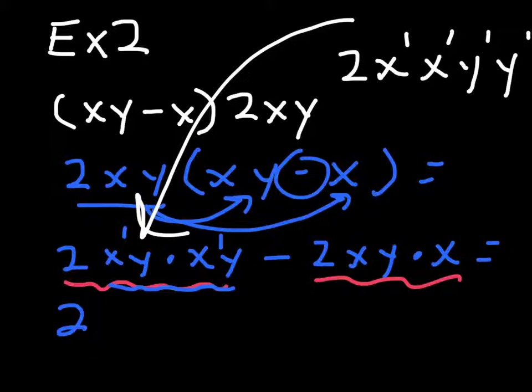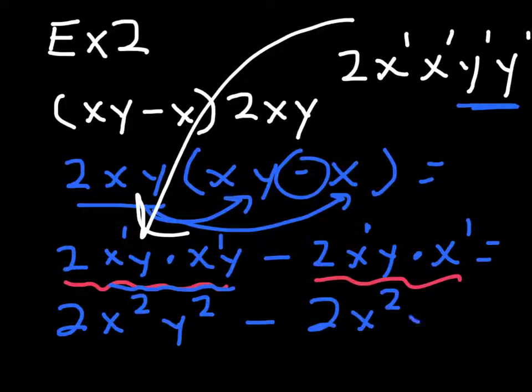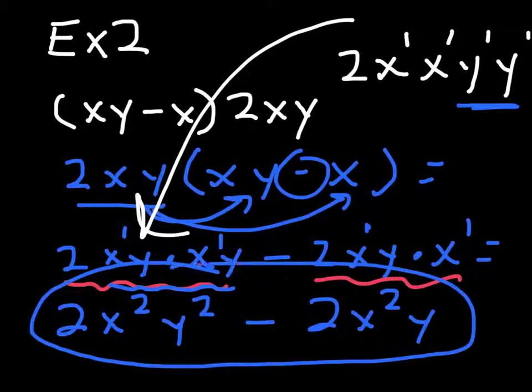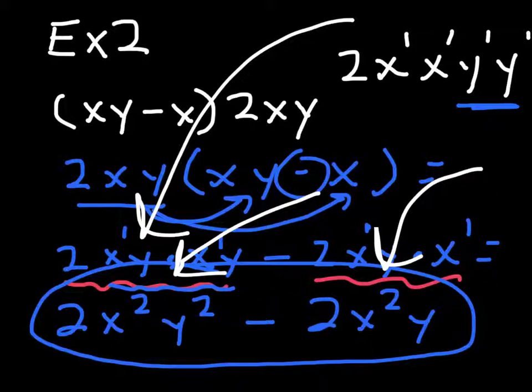But what is x to the first times x to the first? Well, add the exponents. That's x squared. And what's y to the first times y to the first? Y squared. Minus 2. Now what's x to the first times x to the first? X squared. And then I have a y. Or I could write that as 2y x squared. Now, can I combine these? The answer is no, because this one is 2x squared y squared, whereas this one is 2x squared y. I have the same letters, but they're not to the same exponents.